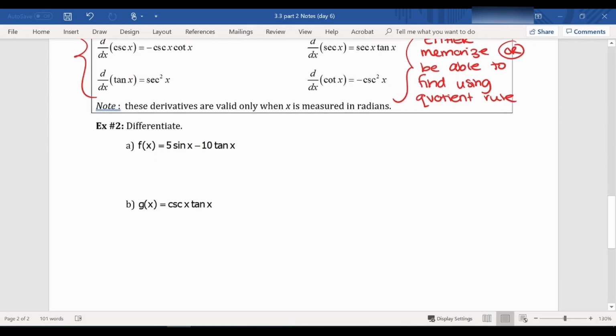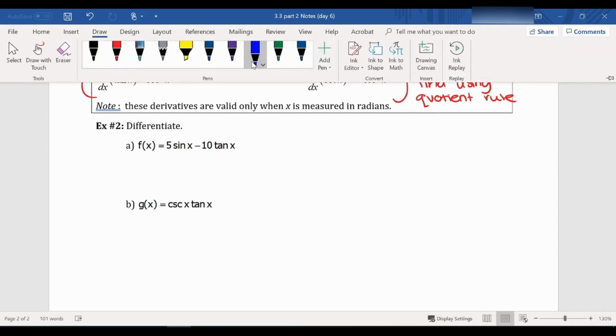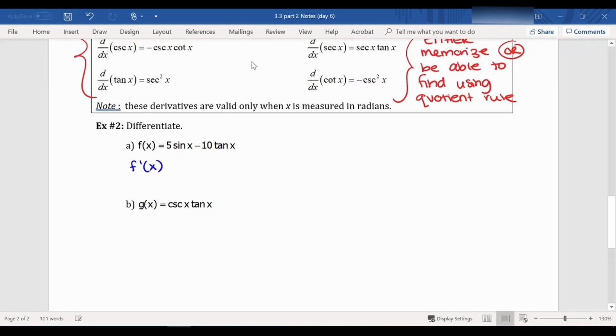So let's try a couple derivatives here. First one, we are being asked to find the derivative of 5 sine x minus 10 tan x. So f prime would be our derivative. Again, when it says differentiate, this just means find the derivative. So we've got 5 times sine x as our first term. So our derivative of sine x is cosine x minus 10 tan x. So our derivative of tan x is secant squared x.